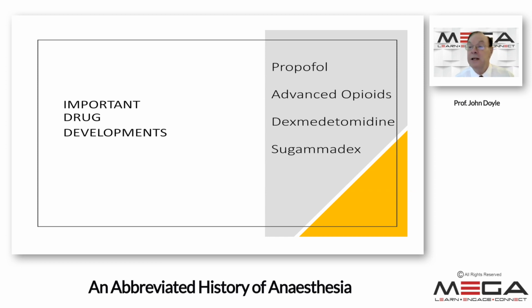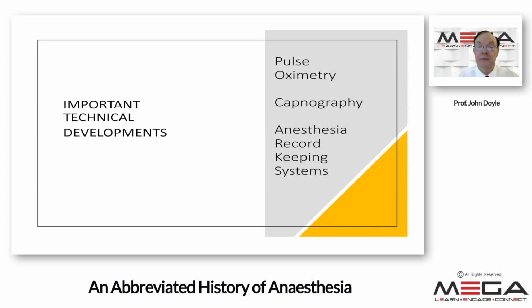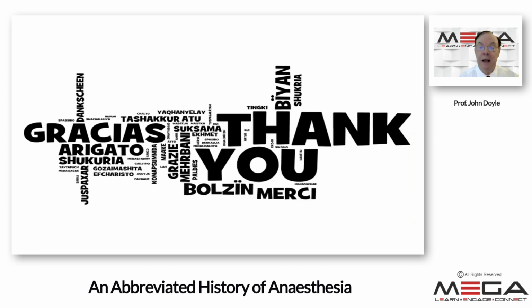Propofol, introduced in the 1990s, advanced opioids like remifentanil and sufentanil, dexmedetomidine, introduced in recent years, and sugammadex, introduced in recent years as well. These will be the subject of discussions for future historians. Important technical developments like pulse oximetry, capnography, and anesthetic breathing systems are all part of the technical history of anesthesia, but these are more recent developments.